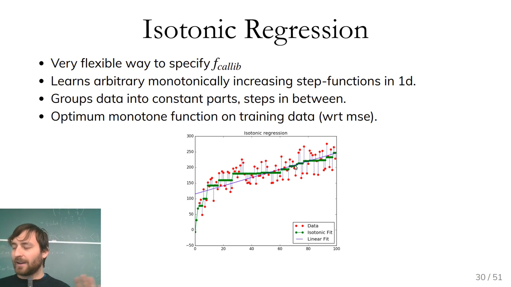Kind of the way you can think about it is it groups data into constant parts and there are steps in between them. If you want to optimize MSE, it finds, via some dynamic programming trickery, the optimum function to optimize the MSE among all monotone functions. This example is to illustrate what isotonic regression does. As I showed you two slides ago, in the calibration case, the target is always either 0 or 1 because we don't have probabilities in general. We only have 0 or 1, but we still want to use these regression models.